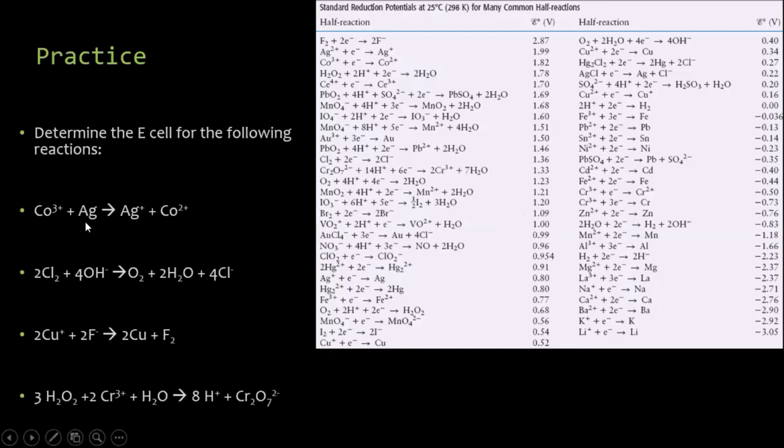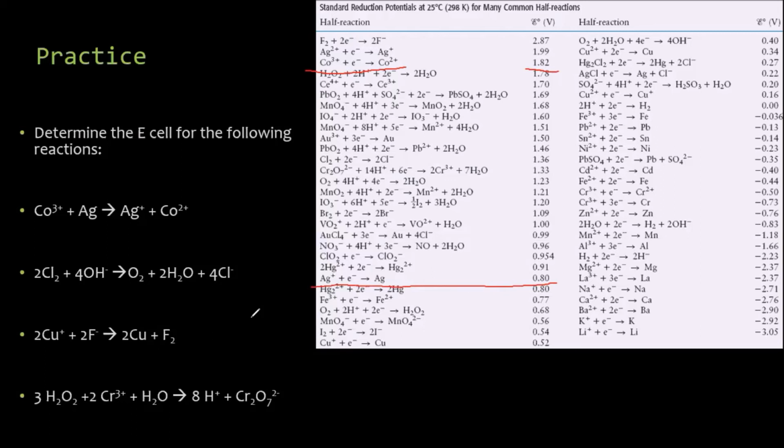So let's measure the cell potential for these. Move this up so it's out of the way. Where do we see cobalt 3 plus? Cobalt 3 plus is right there, which has a cell potential of 1.82. And silver solid and silver plus 1 is right there.